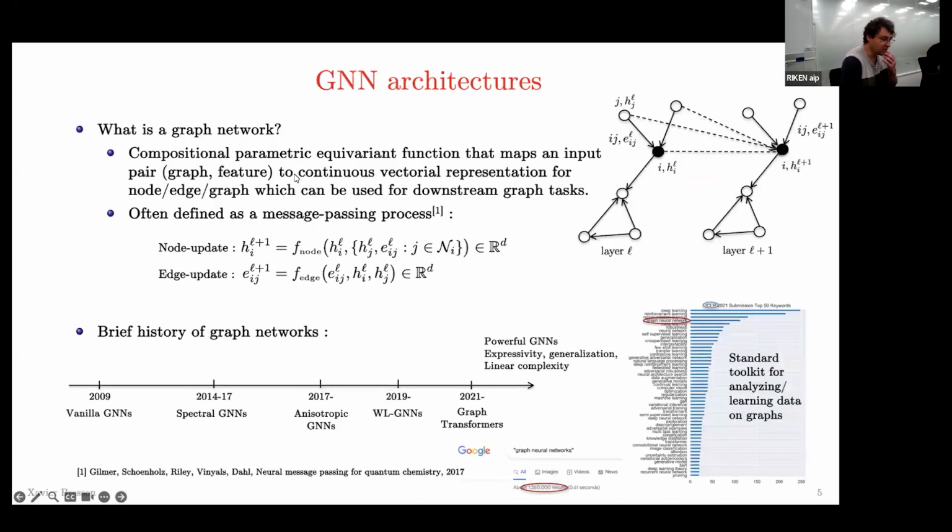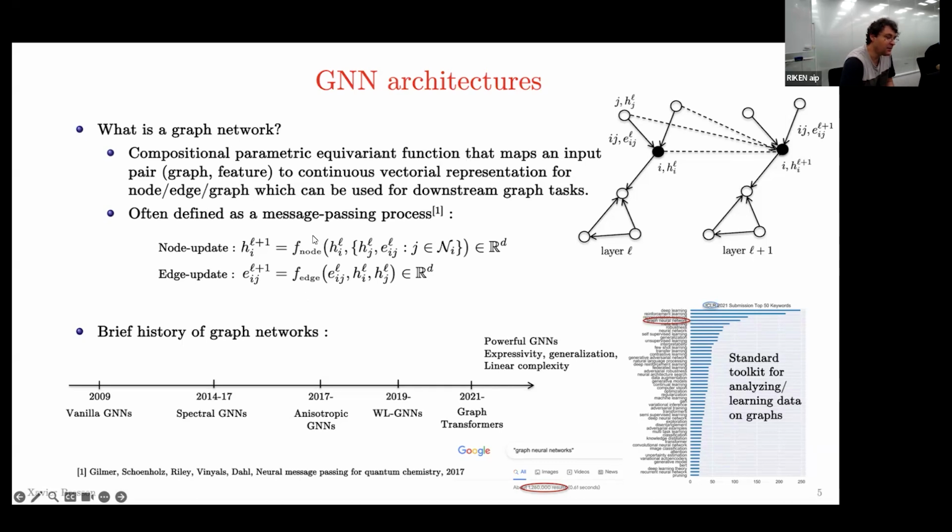So the GNN architecture: what's a graph neural network? This is actually a function. We call it an equivariant or invariant function. This is something that is invariant with respect to the permutation of the indices of the graph. It takes as an input the graph topology and node and edge features, and is going to output some vector representation for nodes, edges, and graph. And you can use that for any downstream task: recommendation, visualization, whatever you want.